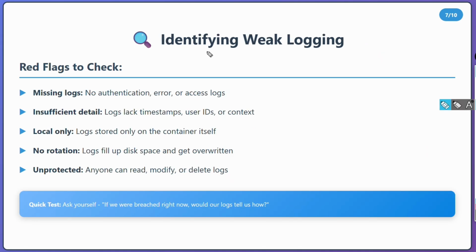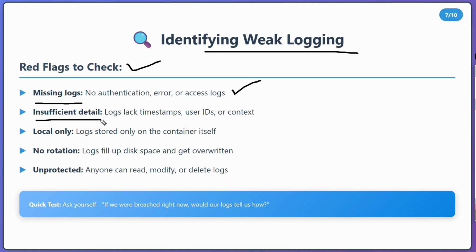And here are some underlying weak logging signs. Here are some red flags to check whether your logging setup is weak or strong. The first one was missing logs. That means no authentication error or access logs. If you are not logging authentication attempts, errors, or access events, you are missing critical visibility of the application or system. These are some of the first things attackers will target.